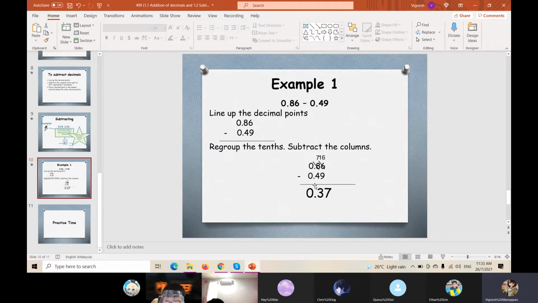Okay, before that you have missed one thing to explain to the class. That means you have to line up the decimal. Okay, 0.86 and then line up the decimal 0.49, and then the answer also you have to line up.